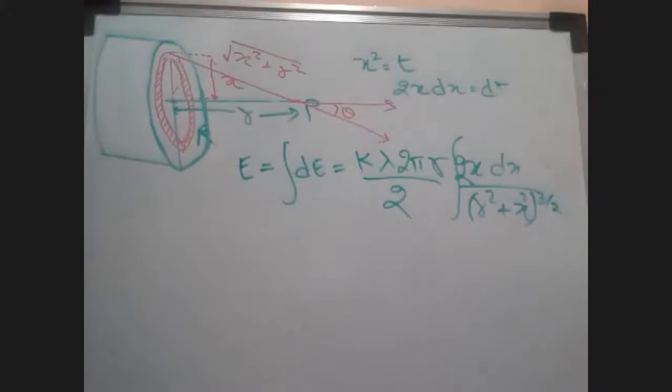Sir, I have found the answer. What's the answer? The minus 2 pi k lambda r upon root under r square plus x square. Okay, let's see what we get then.